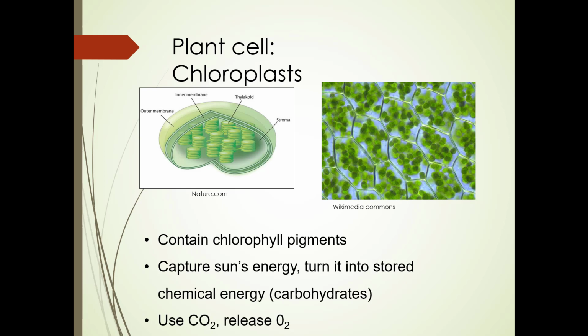Chloroplasts are where you're going to find chlorophyll pigments, and there are different types of chlorophyll pigments. We'll talk about that in a few weeks. This is where the sun's energy is captured. It's turned into stored chemical energy such as carbohydrates. It uses carbon dioxide and releases oxygen.